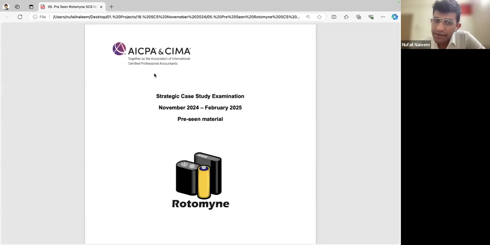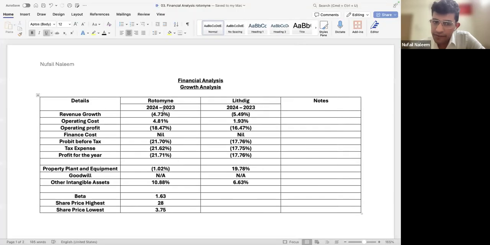So, students, today we are going to do the financial analysis of Rotomyne and Lithic. Now, students, this financial analysis is like a real life analysis, not a theoretical financial analysis. One thing, students, I have effectively considered the changes from 23 to 24 and mentioned them here. So you don't worry about the calculation or arithmetical accuracy, but concentrate mostly on the industry-based analysis. Now, students, you see here the revenue growth is declining for both organizations. Rotomyne also has a decline, and Lithic also has a decline.